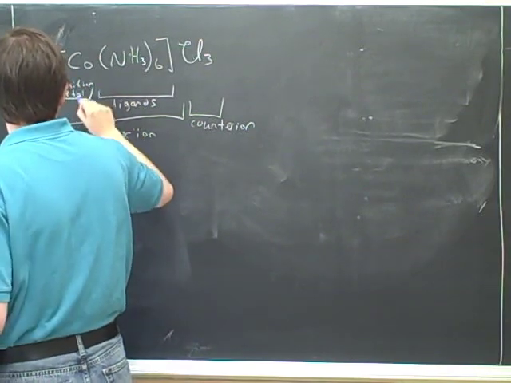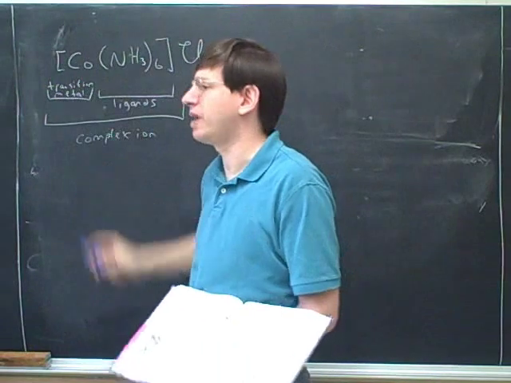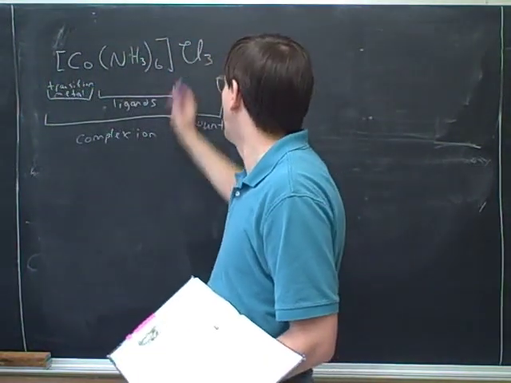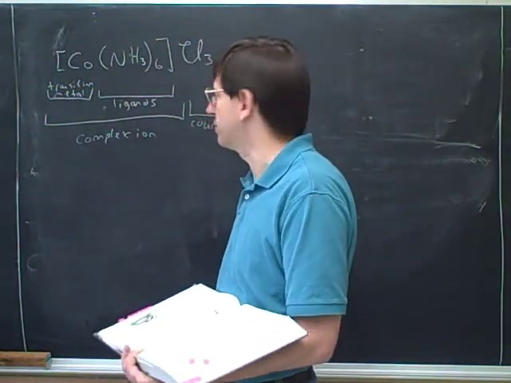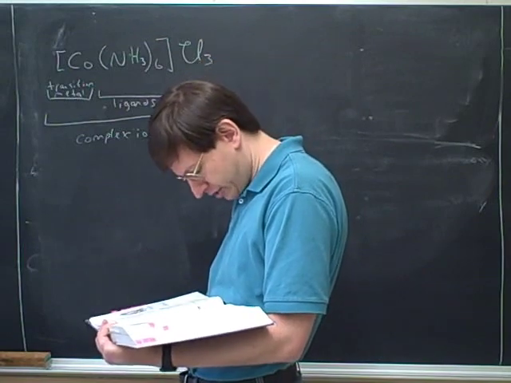The complex ion has 2 portions. It has the transition metal and it has the ligands. And then that's all bound together with the counter ion. So the complex ion is the thing that's in brackets.